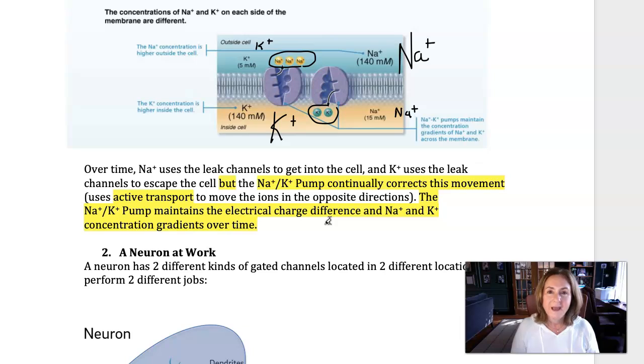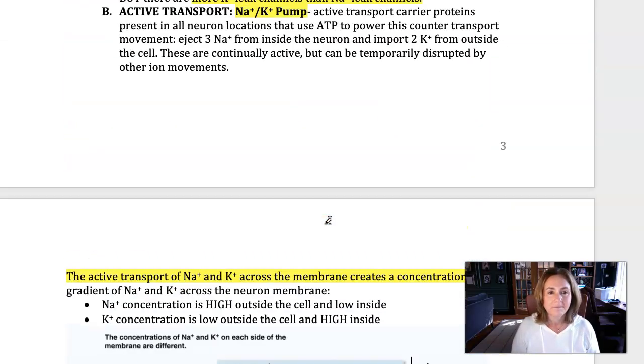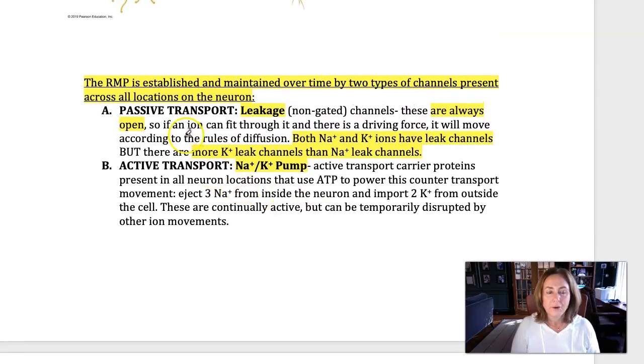I hope that makes sense. So essentially the neuron is using active transport to correct for these passive movements while the cell is at rest, and it will do that all over the cell over time.